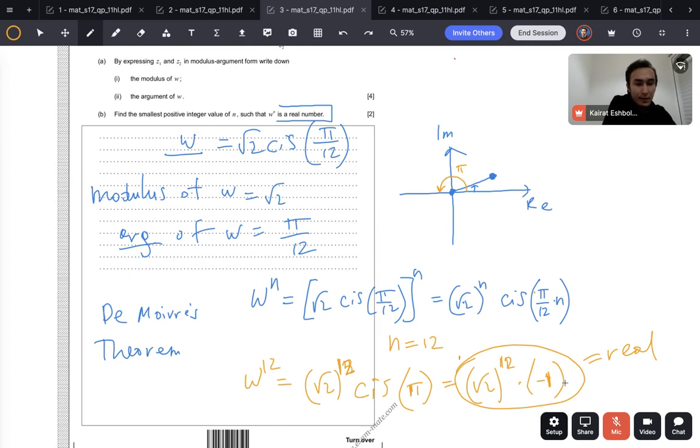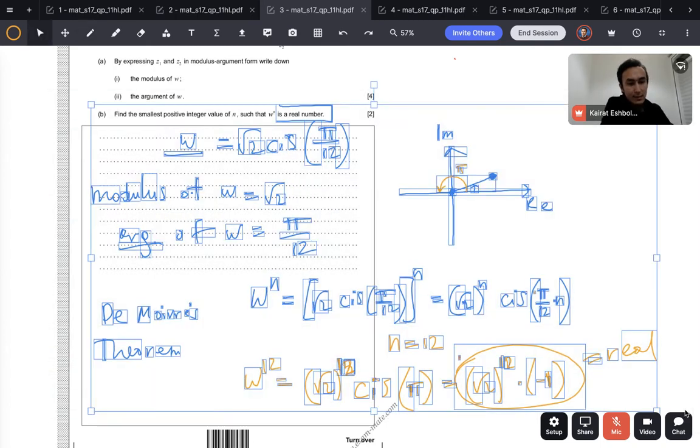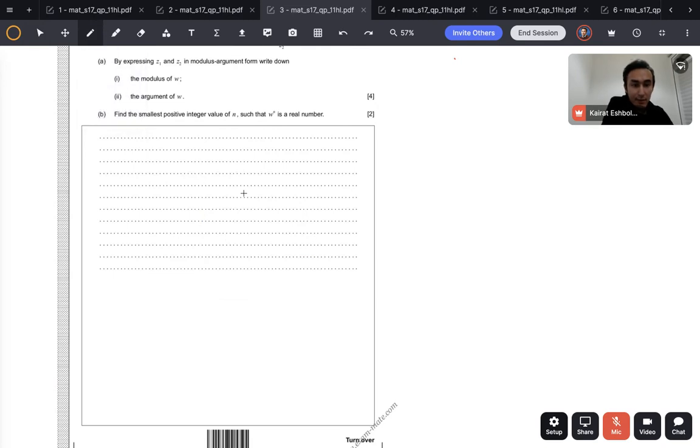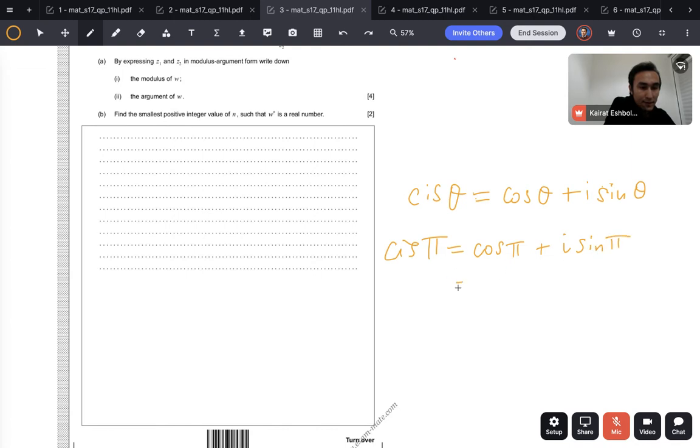Let me mention one more thing about cis. Write it down somewhere in your notes, please: cis of any angle theta is equal to cosine theta plus i sine theta. Therefore cis of pi, for example, we can find easily: cosine of pi plus i sine of pi. Cosine of pi is -1 and sine of pi is 0, so that's equal to -1. Hope that was clear. Let's continue.